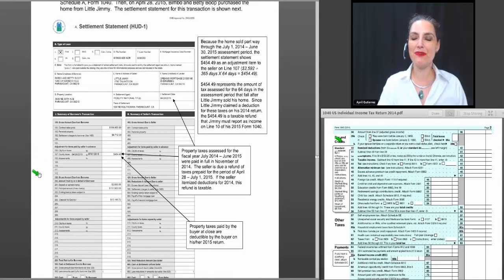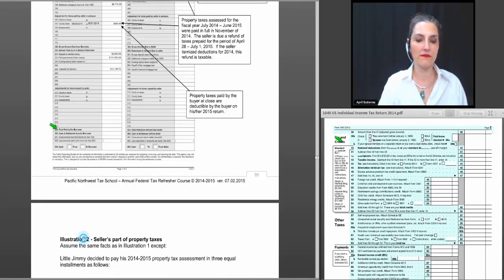For Bimbo and Betty Boop, however, things work a little bit differently. Property taxes assessed for that fiscal year, July of 2014 through June of 2015, were paid in full in November of 2014. The seller is due a refund of the amount and has to include it in his income, but the buyers are going to be allowed to claim a deduction for that $454 amount on their 2015 return.